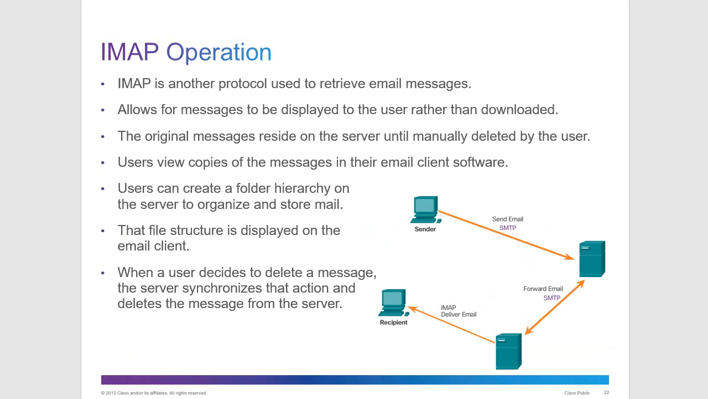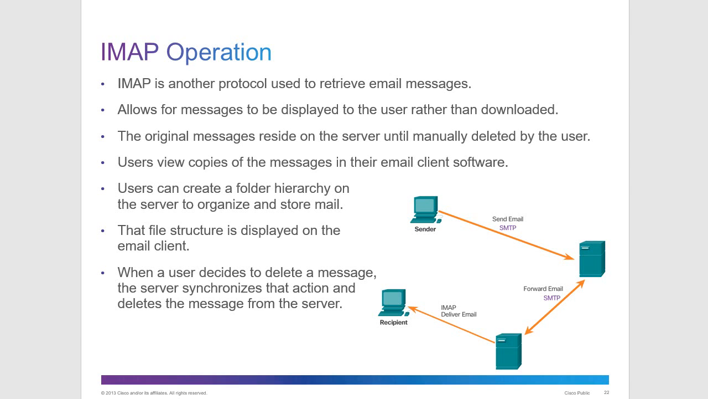IMAP is, well, kind of the opposite of POP in that it leaves the message on the server and you're just managing your email on the server. So any changes you make to your inbox, if you're creating new folders, moving messages from place to place, all that is happening on your server and on your computer. So they're basically mirroring each other.